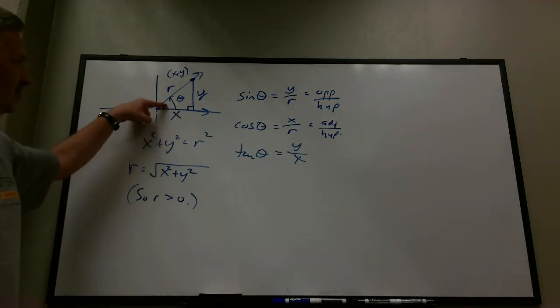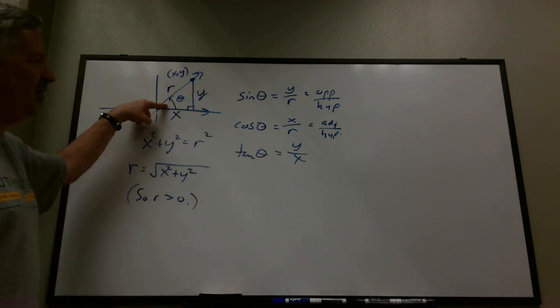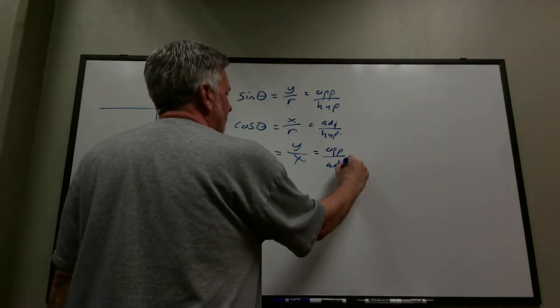Notice tangent is y over x. That's what they said tangent is. But what did we say it was in the previous section? Opposite over adjacent. And notice you get y over x, right?